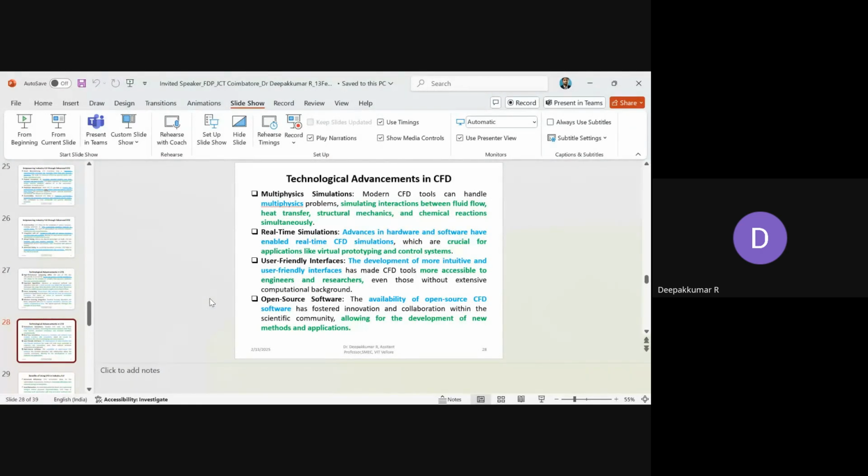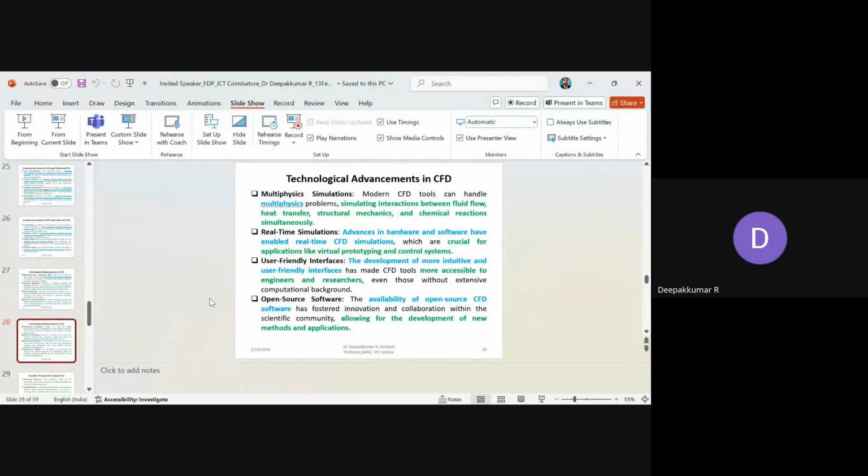And real-time simulations. Advances in hardware and software have enabled real-time CFD simulation, which is crucial for applications like virtual prototyping and control systems. And user-friendly interface: the development of more intuitive and user-friendly interfaces has made CFD tools more accessible to engineers and researchers, even those without extensive computational background. So with a user-friendly interface, you can easily understand how to use the software in a shorter period of time.